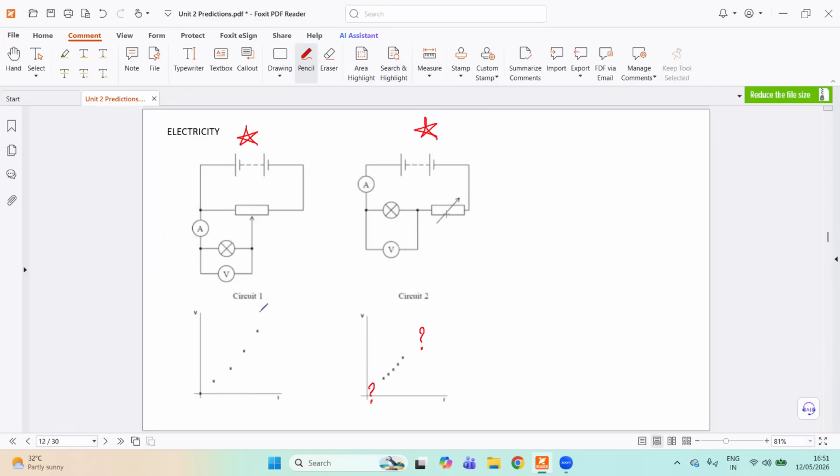For example, if I want to investigate the relationship between current and voltage for a diode, right? So I need to start from zero. If I use a variable resistor, it's going to be very difficult for me to get values near 0 volt, right? So I will definitely use a potential divider instead, which gives you a wider range of values. Let's move on.